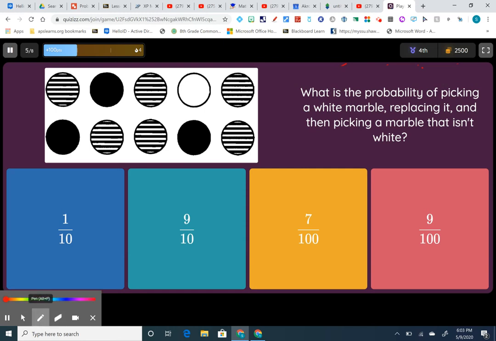I'm picking a white marble, and I'm going to replace it. And then I'm going to pull a marble that is not white. Check this one out. This is going to be cute.